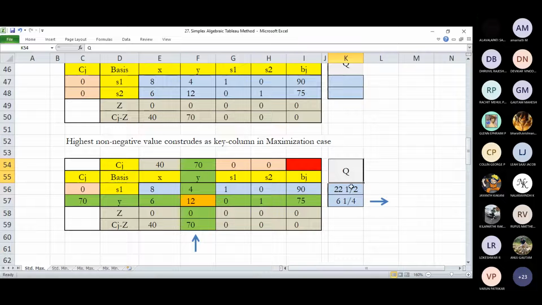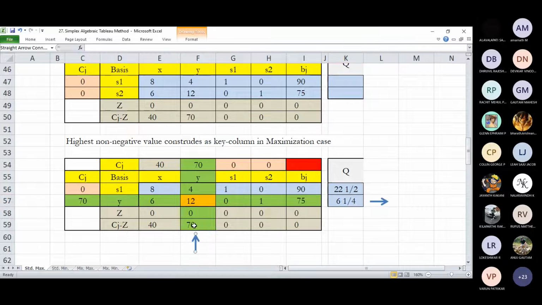So I repeat, to find out the minimum ratio, we divide the Bj by the corresponding key column row. So 90 divided by 4 is 22 1/2, so 22.5. Next case is 75 divided by 12, which is nothing but 6 1/4, right?